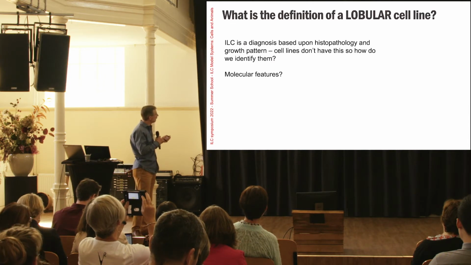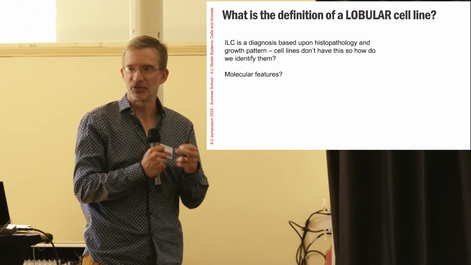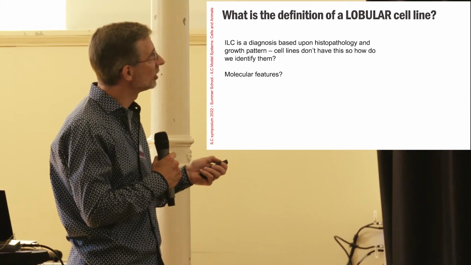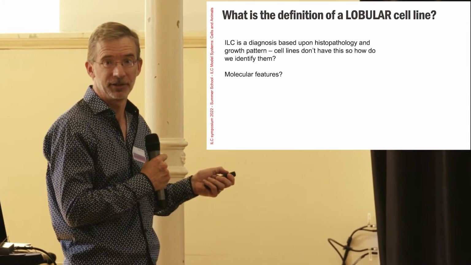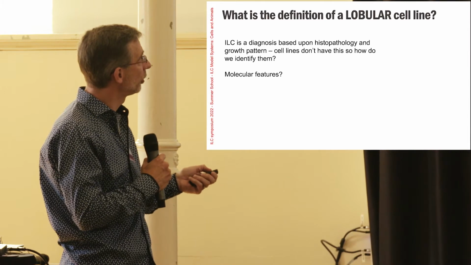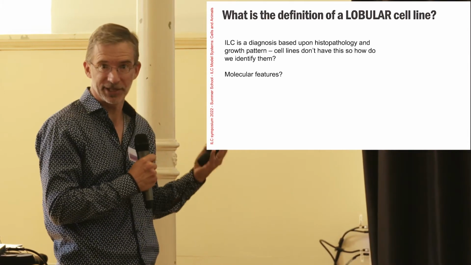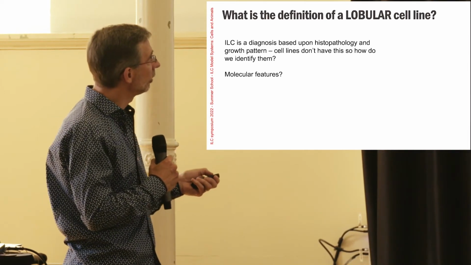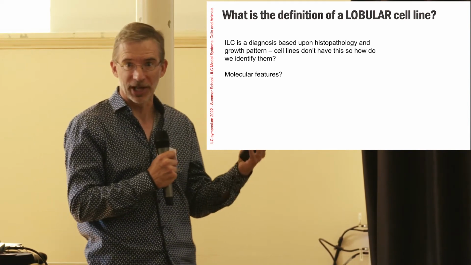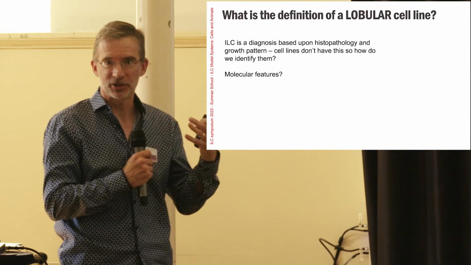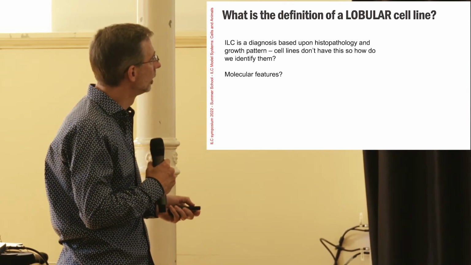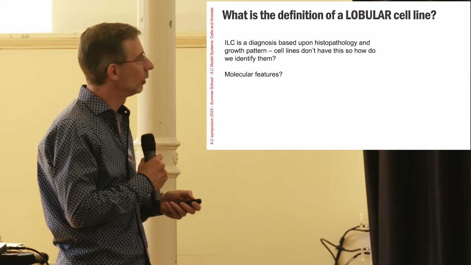But one of the things we really struggle with, and it's interesting speaking after Matthias, because we talk about this a lot, is what is the definition of a lobular cell line? As Matthias said, ILC is a diagnosis based upon histopathology and growth pattern. That's basically how it's diagnosed. And cell lines don't actually have this. You could look at them and say, okay, they look like it, but they don't have the architecture of the stroma and all those other features that are used to define ILC as a growth in a single-file pattern.